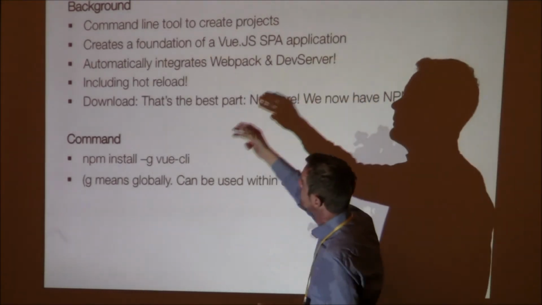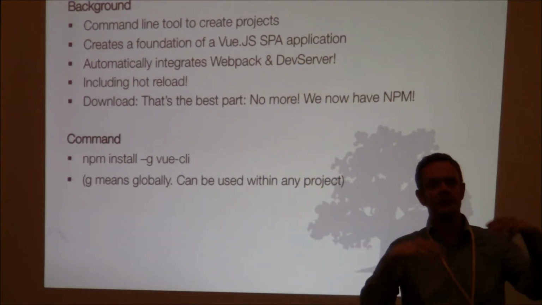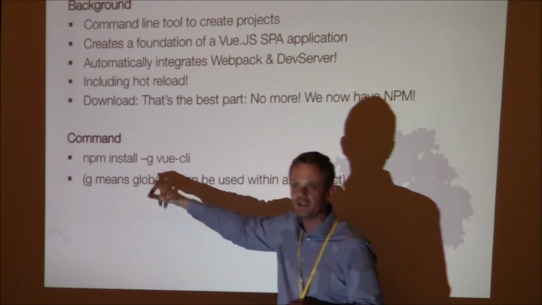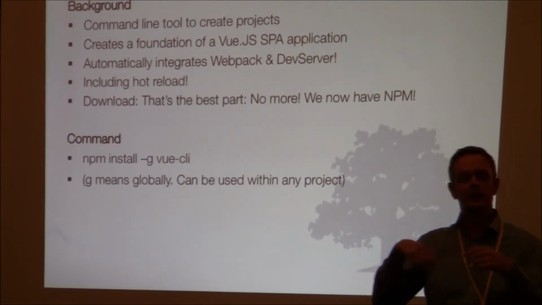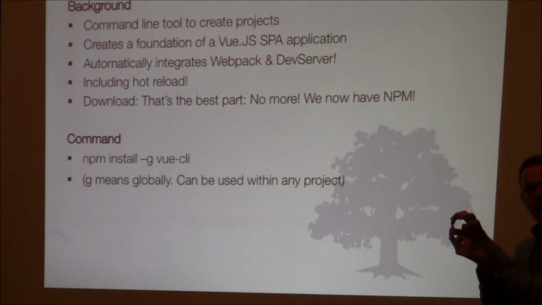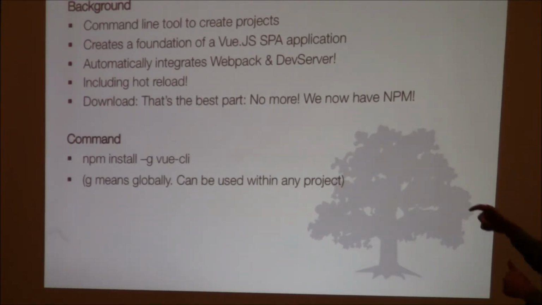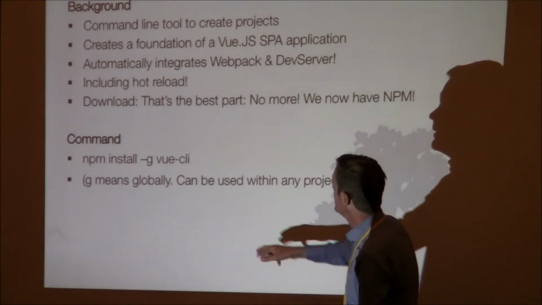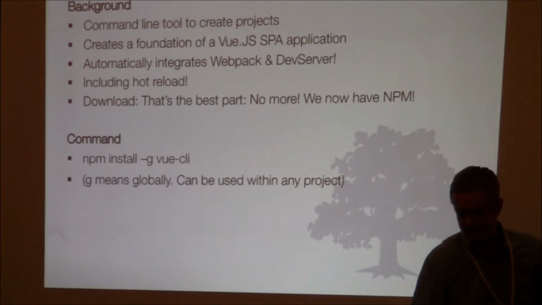So in this case, we are using the Vue client. We want to have this functionality of the Vue client, so we say npm install -g. -g is an option to install it globally, and it's not installed into your project, it's global, and you can use it in any project you like. And because we are creating new projects, we have no project to put it in, so we have to install it globally. It can be used within any project.